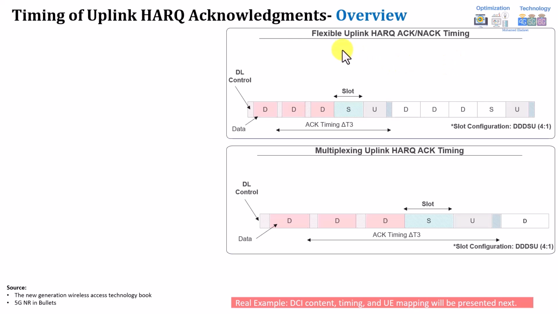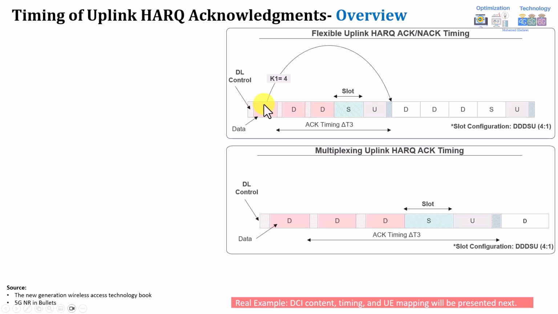So let's first see an example of the flexible uplink HARQ ACK and NACK timing. Assuming this is the first transmission in a given slot, the UE will receive a parameter called K1, telling it the offset to send your feedback after 4 slots. For example, 1, 2, 3, 4. So you need to send it in slot number 4 after the first one.